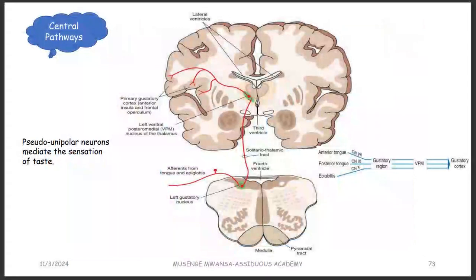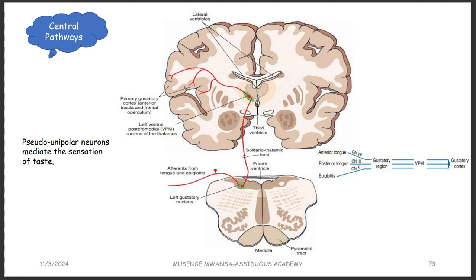So where do the fibers go for taste? You have three nerves. Cranial nerve number 7, the facial nerve, takes information from the anterior two-thirds of the tongue. From the posterior one-third, it is the glossopharyngeal, and from the epiglottis you have the vagus. This information is going to go to the ventral posterior medial nucleus of the thalamus. Please take note: ventral posterior medial, and then it will go to the gustatory area.